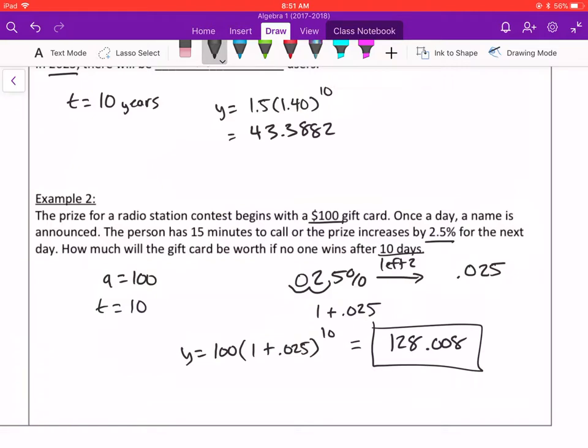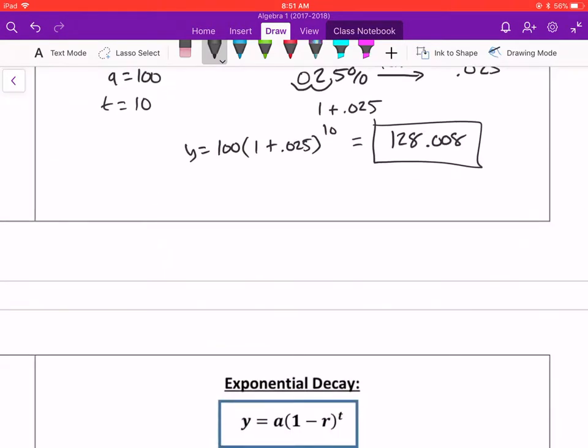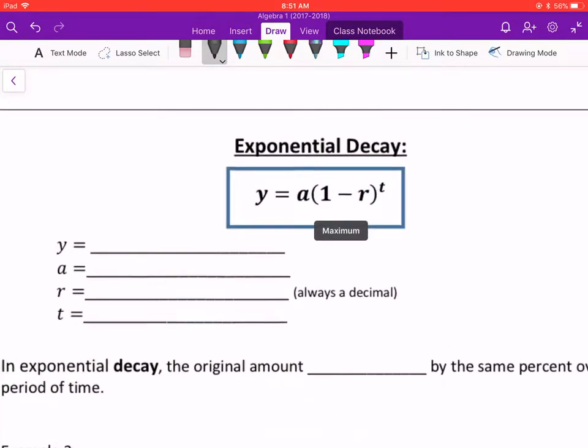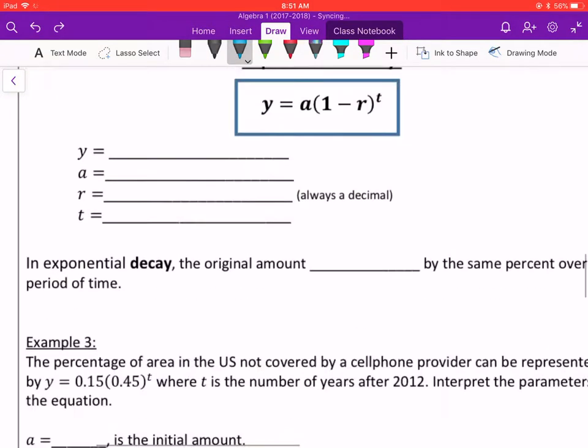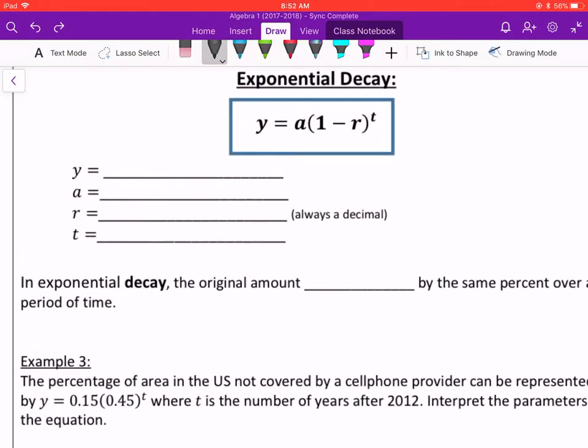It's not bad. All right, let's look at actual decay. So if I turn to the backside, the formula looks kind of the same. The main difference is the minus in between. You're decaying, so it should get smaller, right? So think of growth as 1 plus, decay is 1 minus. So y is still the same final amount. A is still your initial amount.